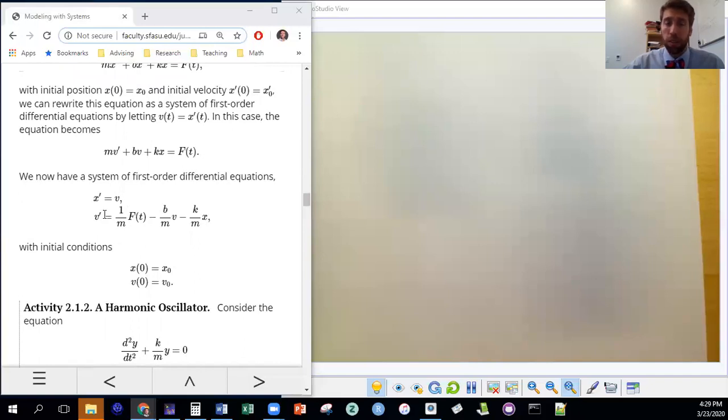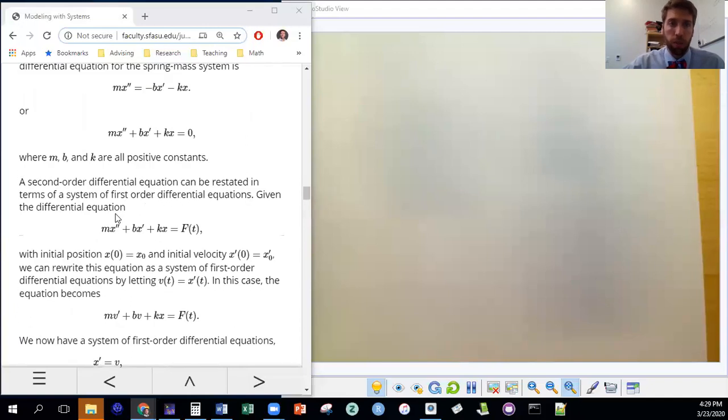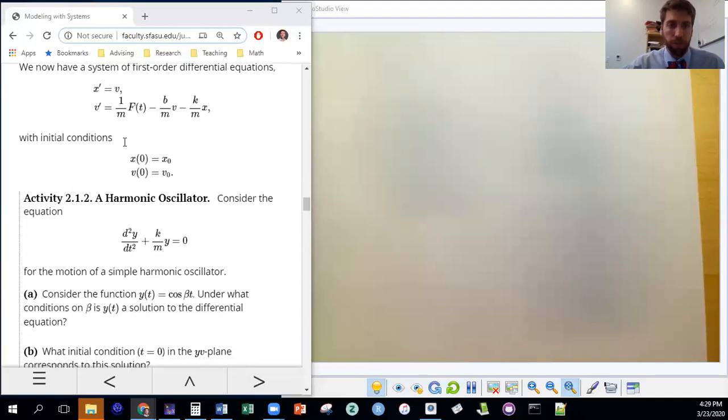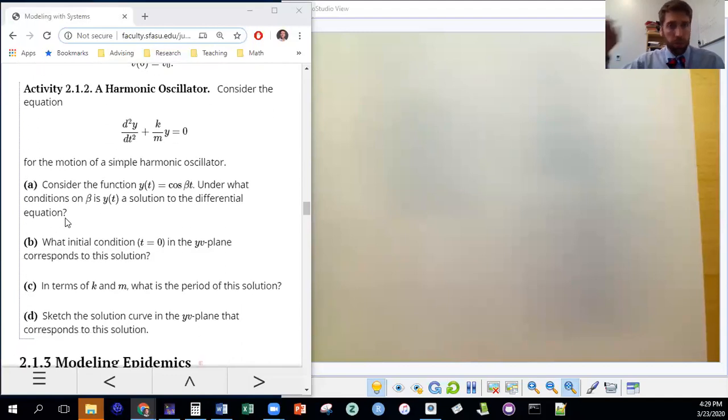And that actually makes it simpler mathematically to have two equations, one derivative each, rather than one equation with two derivatives. So here we're going to look at a simple harmonic oscillator that has no damping going on. And we're going to consider this function y equals cosine beta t. Under what conditions on beta is y of t a solution?